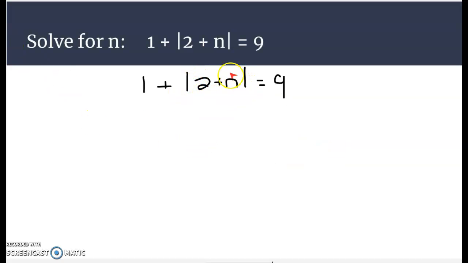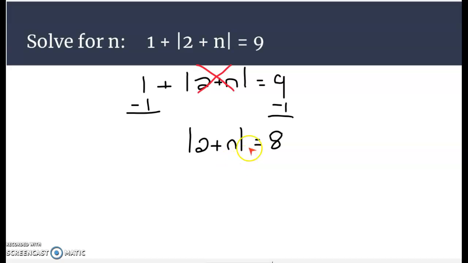This absolute value of 2 plus n, pretend that's a giant variable. If you needed, you can just kind of pretend it's a giant x. And we want to solve that giant x. We want to get it by itself, and the first thing we'll do is take away this 1. So we have the giant x, which really is 2 plus n. And it equals 8.